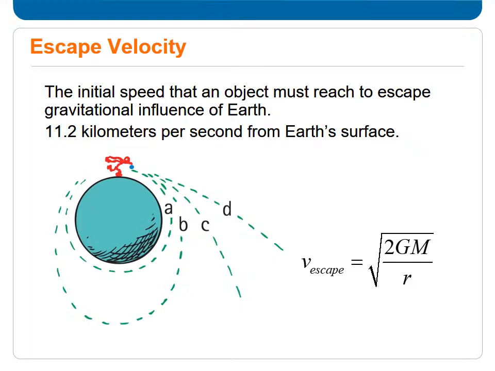To escape from the surface of the Sun into interstellar space, the escape velocity is 617 kilometers per second. However, from the orbit of Earth, it only takes 42.1 kilometers per second to escape the influence of the Sun into interstellar space.